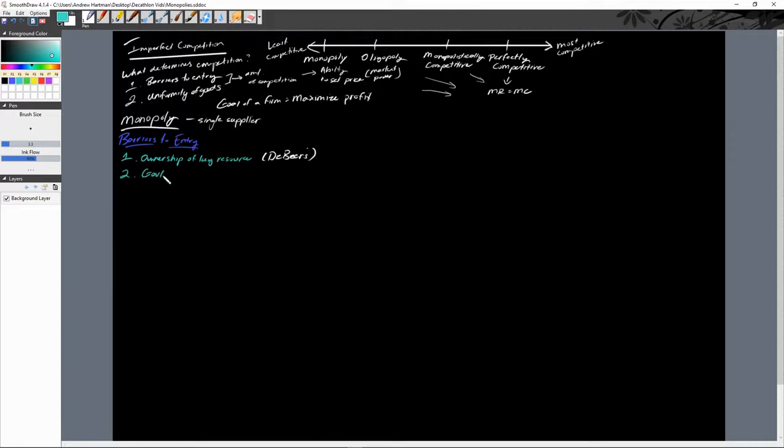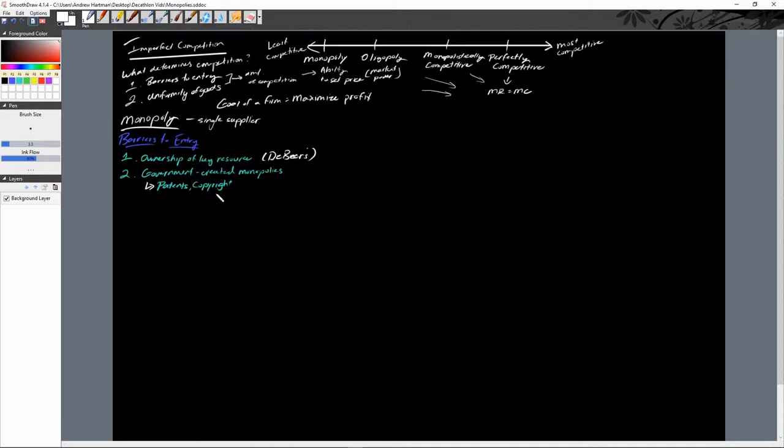Secondly, there are government created monopolies. These are done to protect people's rights when it comes to creating a new product. The two key ways to create government created monopolies are patents and copyright. A patent gives somebody the sole production of a new invention for 20 years. Copyright gives an author monopoly over their book for a certain number of years as well.